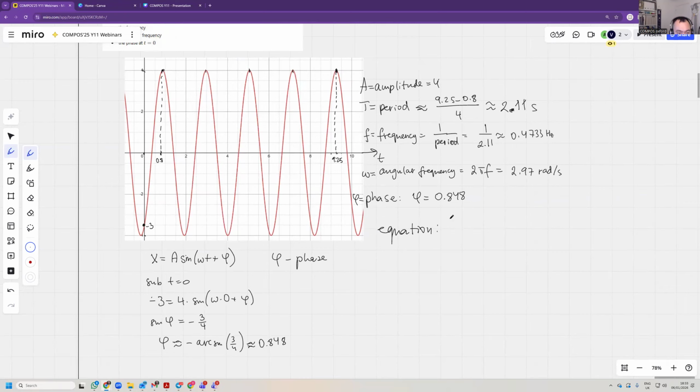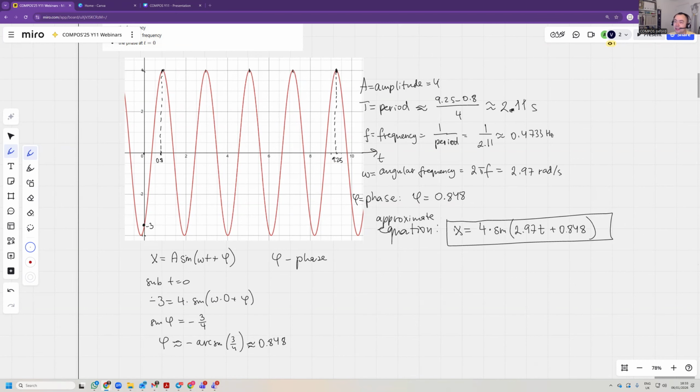So now we can deduce the equation. Equation is x is equal to 4 multiplied by sine omega t, so omega is 2.97 t plus 0.848. That is the approximate equation. And let's look at the true equation.